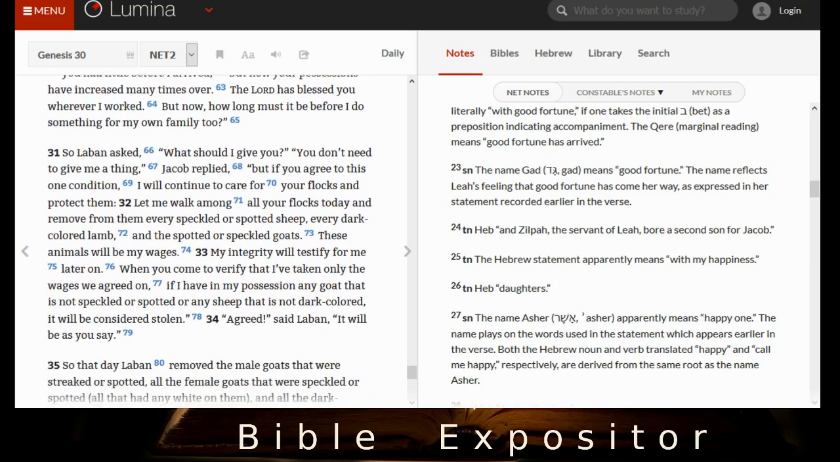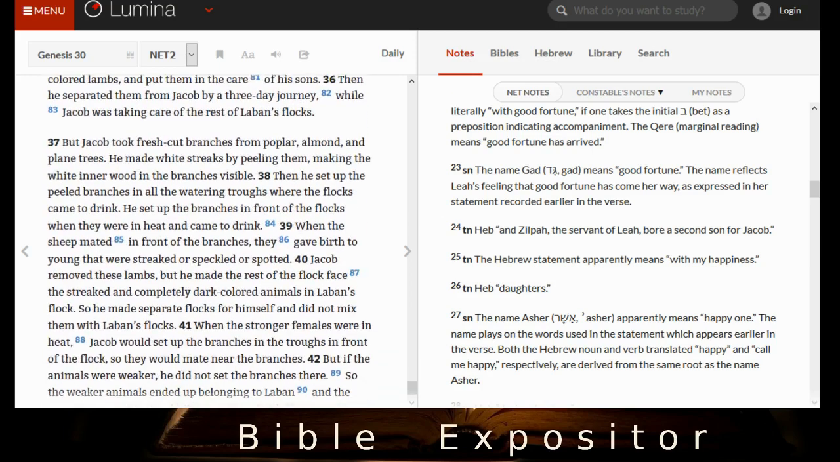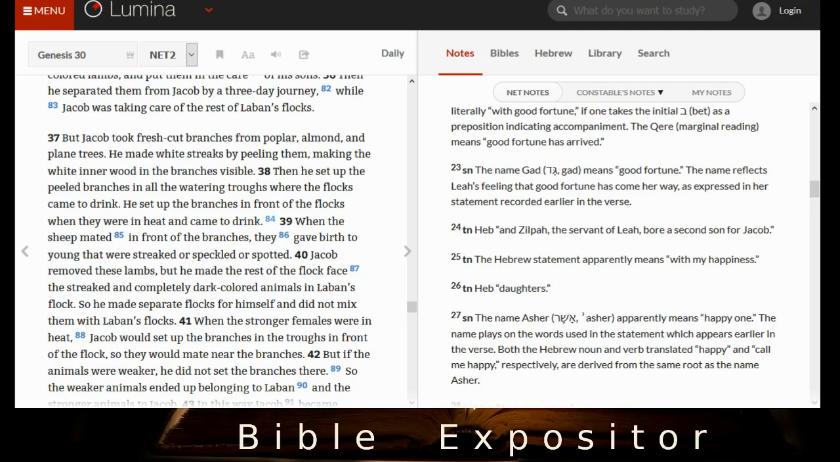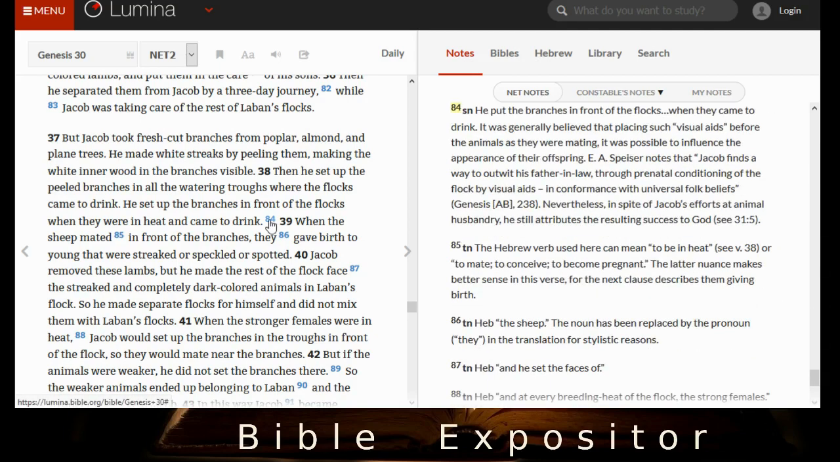they've had this discussion about what should we do next, and I wanted to go down here to verse, just before verse 39. And it explains some things about the branches and their thoughts on that. But his plot is to outwit his father-in-law through prenatal conditioning of the flock by visual aids, and yet he will still attribute the success of this to God.